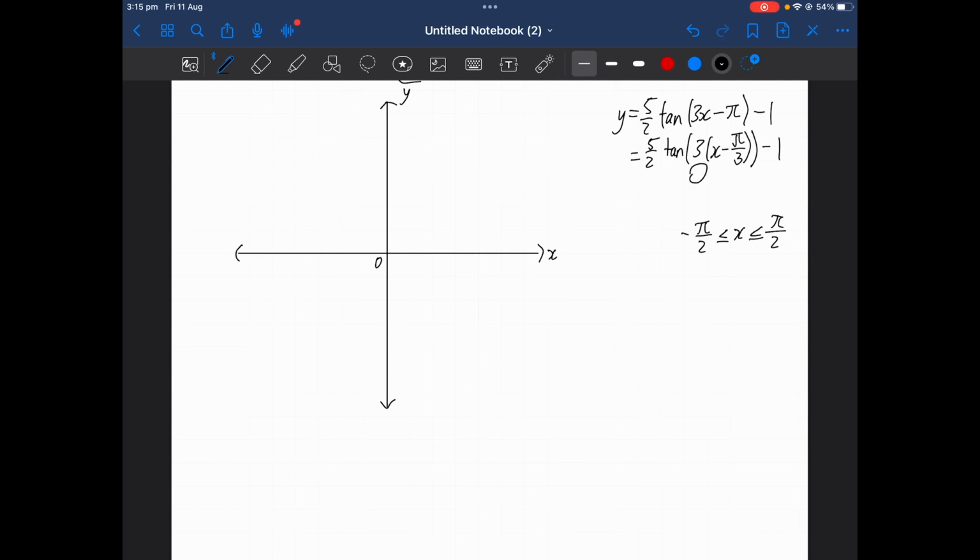The next thing we can deal with is the period. So the normal period is pi. You need to remember that for a tan graph, and so it's going to be pi over 3 for the period, because this is a 3 in here.